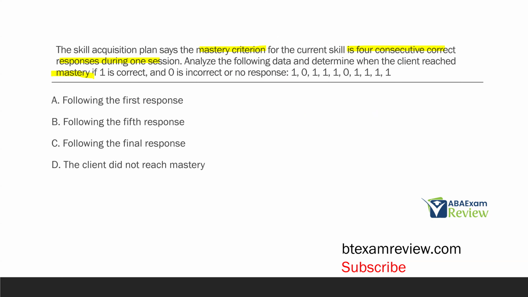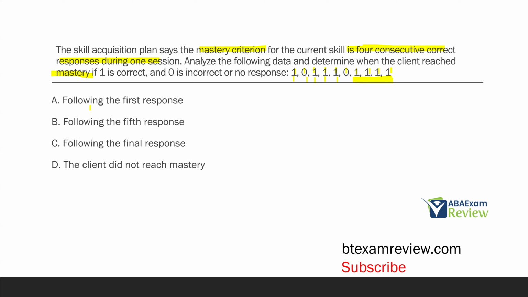So if you're looking for mastery, what are you looking for? Well, you're looking for consecutive responses. Very straightforward if you don't rush and if you understand the question. So let's figure out when we reached mastery. We had correct, incorrect. So we didn't reach it there. We then have correct, correct, correct. Didn't reach it there. But then after the 0, the no response or incorrect, we then have 4 in a row. So how many did it take? We have 1, 2, 3, 4, 5, 6, 7, 8, 9, 10, right? So we have 10 responses. So after 10 responses, it was correct.